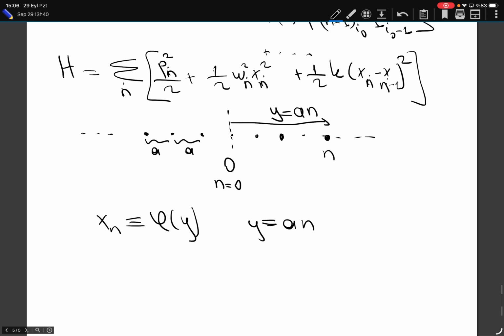Hocam, y is just the equilibrium position, and x is the actual position, is it not? Y is the particle label, right? Y is the position label. And phi of y is the displacement of the oscillator at that position. No, n is the label, and n and y are the same thing. You see, n and y are exactly the same thing. If n doesn't have time dependence, y doesn't have time dependence. I'm just changing names. With one name, it will be easier to take the limit as a goes to 0.